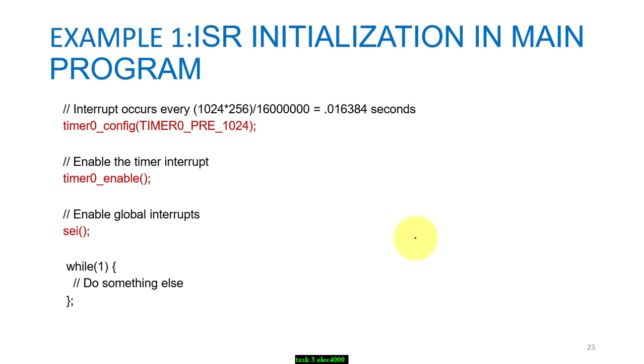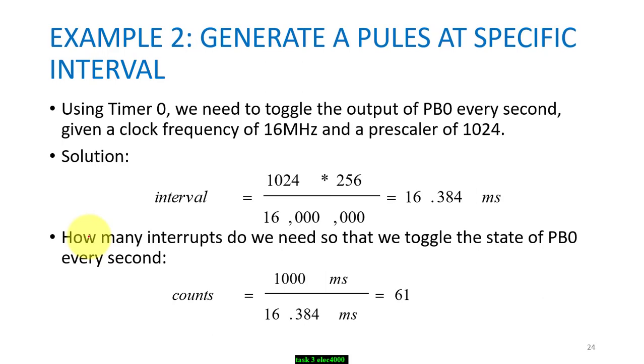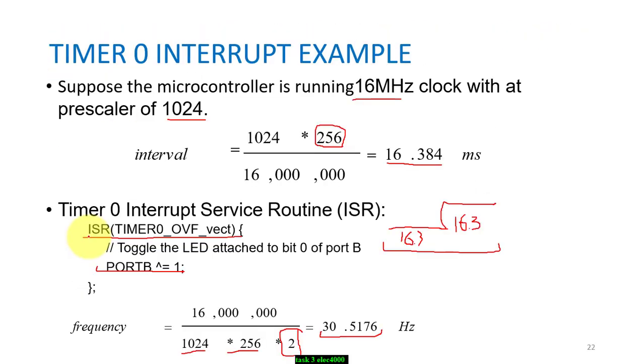Now, in order to initialize the ISR, or the interrupt service routine, you need to write these few lines. You need to configure timer 0, set the timer 0 prescaler, enable timer 0, then enable global interrupts, and that's it. If you write these few lines, you are going to have this output.